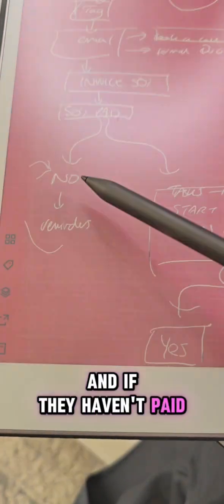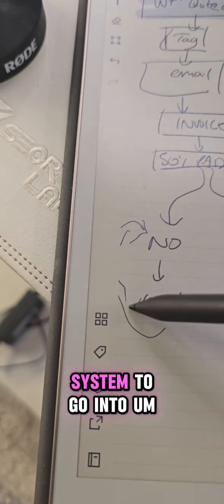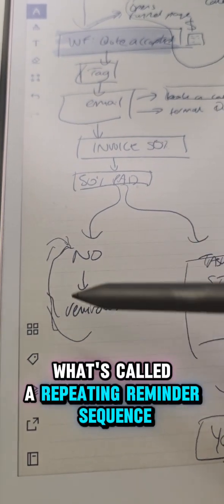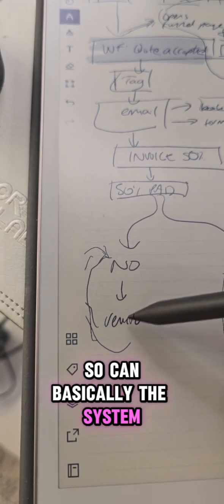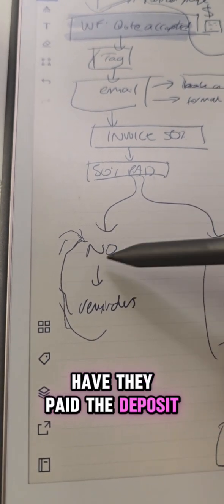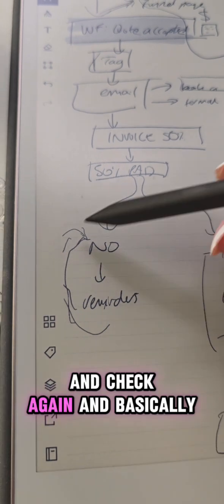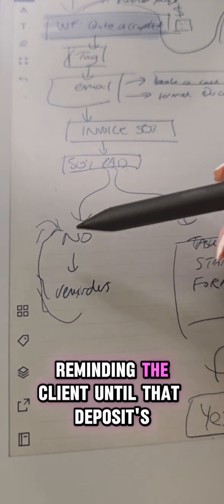And if they haven't paid the deposit, you can actually get the system to go into what's called a repeating reminder sequence. So the system could go, have they paid the deposit? If no, send them the reminders, wait for X period of days and check again. And basically it will keep going round and round, reminding the client until that deposit's been paid, all on autopilot.